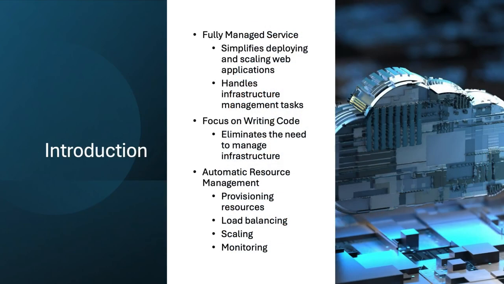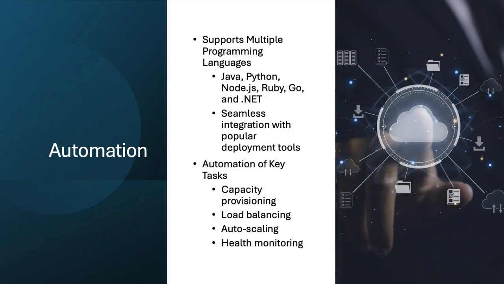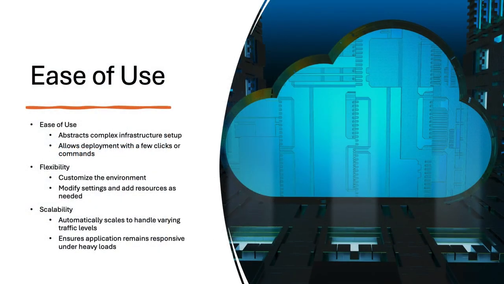Amazon Elastic Beanstalk is a fully managed service that simplifies deploying and scaling web applications. It handles infrastructure tasks like provisioning, load balancing, scaling, and monitoring, allowing you to focus on writing code. AWS Elastic Beanstalk supports various programming languages and automates tasks like capacity provisioning, load balancing, auto-scaling, and health monitoring, making it easier for developers to deploy applications quickly. Elastic Beanstalk simplifies deployment with easy setup, customizable environments, and automatic scalability to handle traffic.